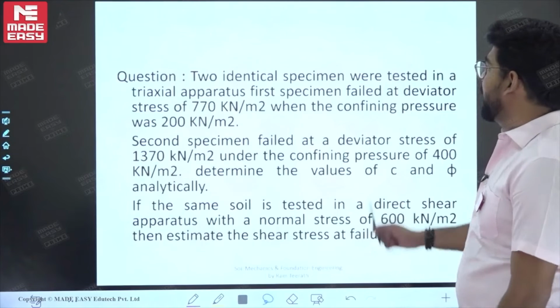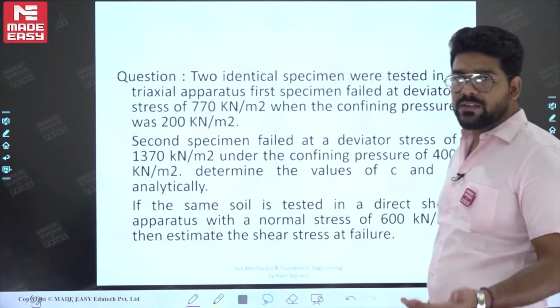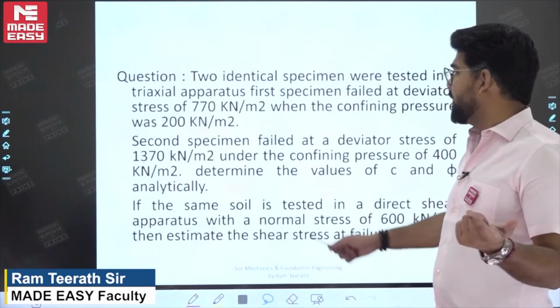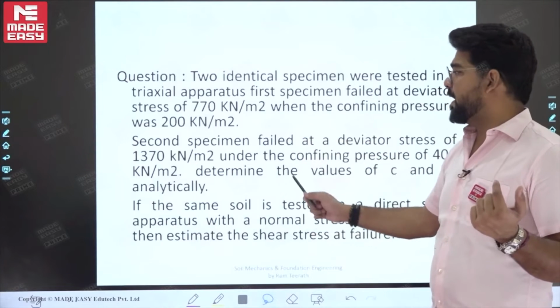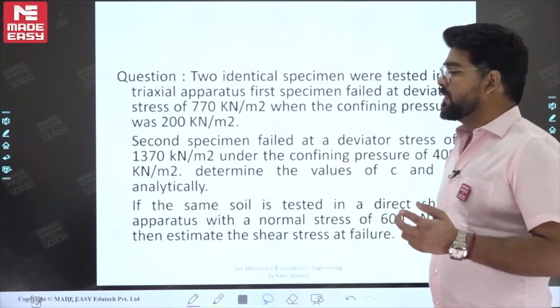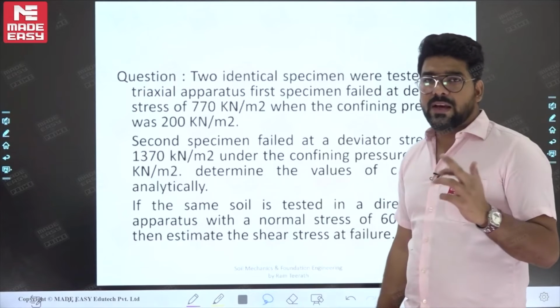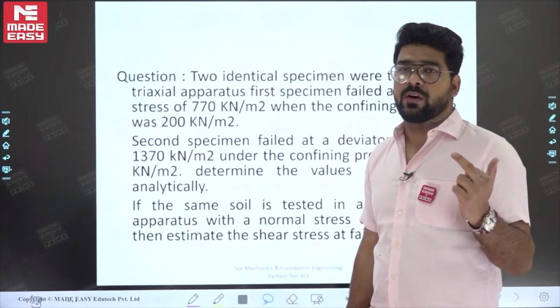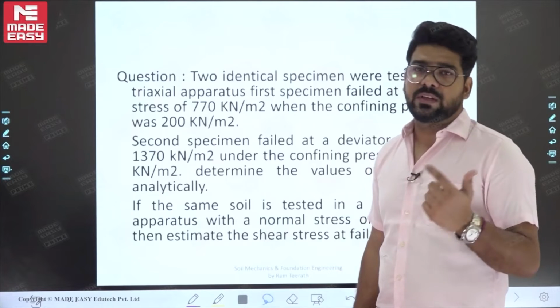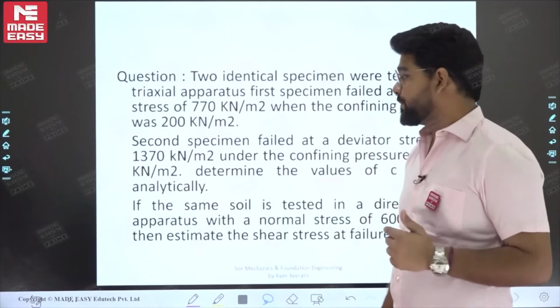The question is like this: two identical specimens were tested in a triaxial apparatus. Now you know the triaxial apparatus very well. There is a deviator stress and confining pressure for the first specimen and a deviator stress and confining pressure for the second specimen. So in this case there are two specimens. For two specimens, either we can draw the Mohr circle or we can solve analytically using the relation between sigma 1 and sigma 3.